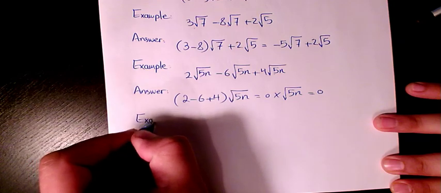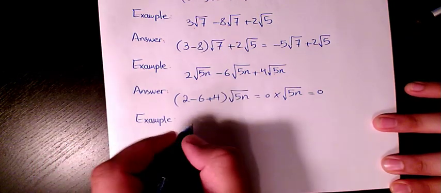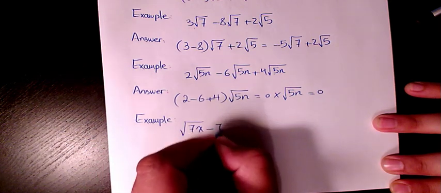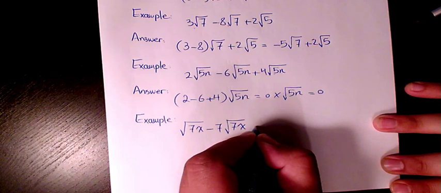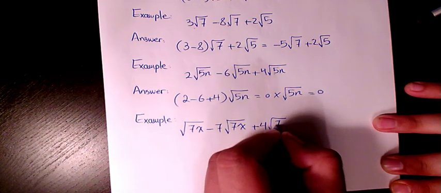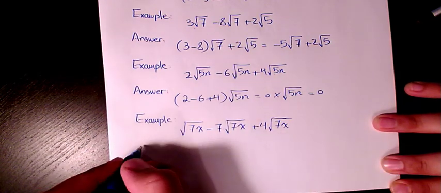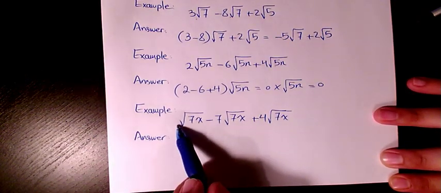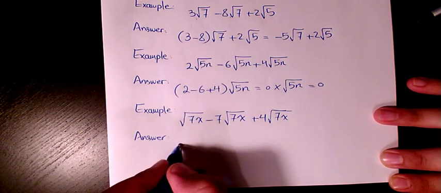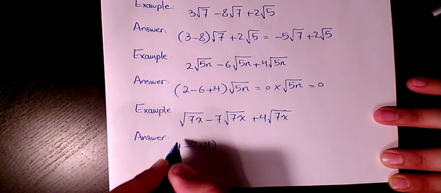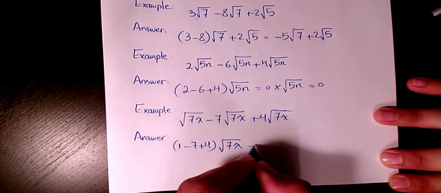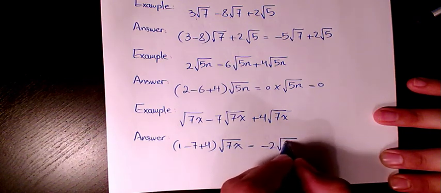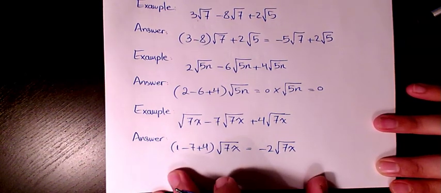The next example, square root of 7x: 1 root 7x minus 7 root 7x plus 4 root 7x are like terms. The answer is we combine the coefficients. Positive 1, negative 7, positive 4. 1 minus 7 plus 4 root 7x. 1 minus 7 is negative 6, plus 4 is going to be negative 2 root 7x. This is the final answer.